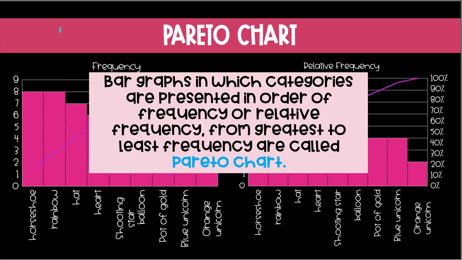Our next type of graph for qualitative data is called a Pareto chart. It's a bar graph, but what is special about it is that the categories are drawn in order of frequency, or relative frequency in the case of a relative frequency Pareto chart. You have to arrange them from greatest to least.